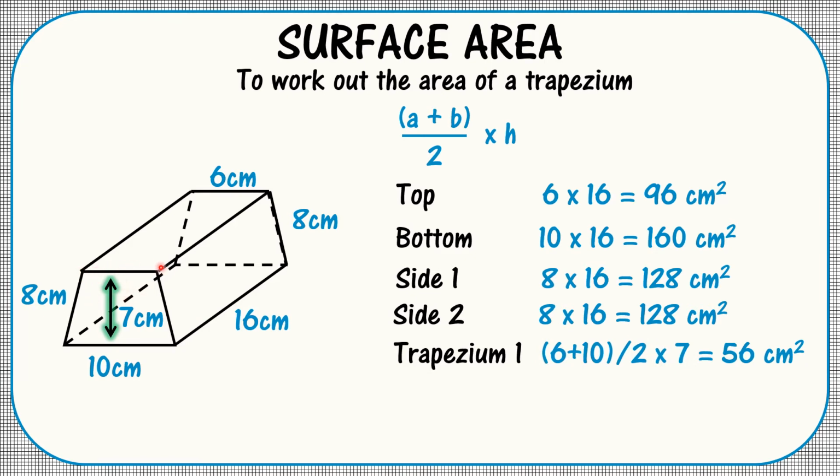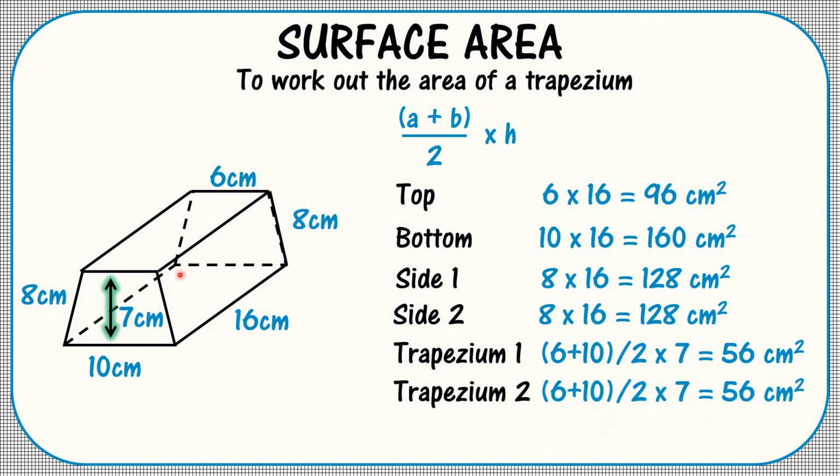Now we work out this trapezium. It is this top length plus this bottom length, divide it by 2 and then times it by the perpendicular height. So this length at the back is 6 centimeters. So this length at the front is also 6 centimeters. So what you would do is 6 plus 10, then you would divide it by 2 and then you would times it by 7. So 6 plus 10 is 16, 16 divided by 2 is 8, and 8 times 7 is equal to 56. What you should realize is that the front trapezium and the back trapezium are the same.